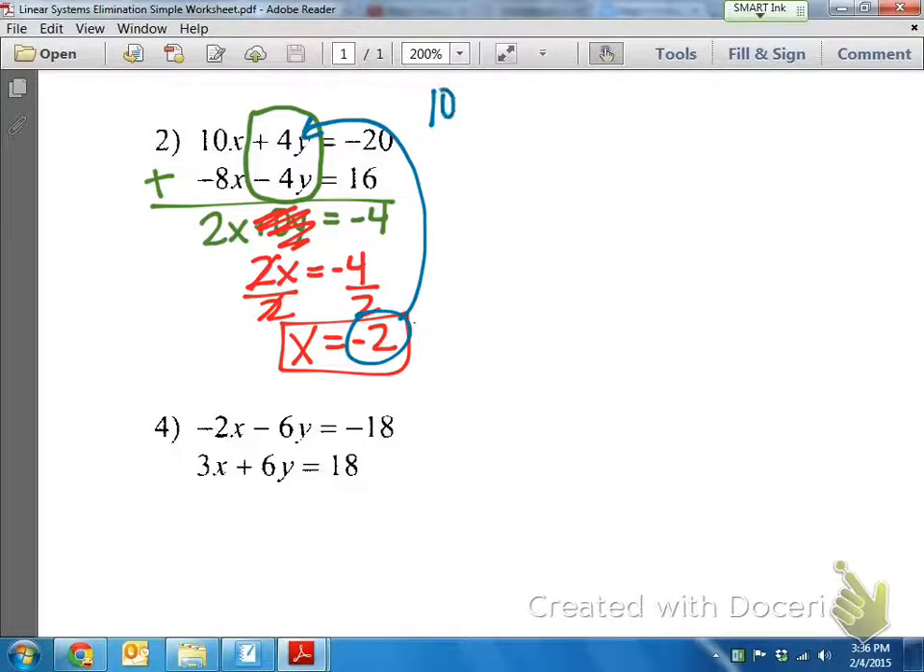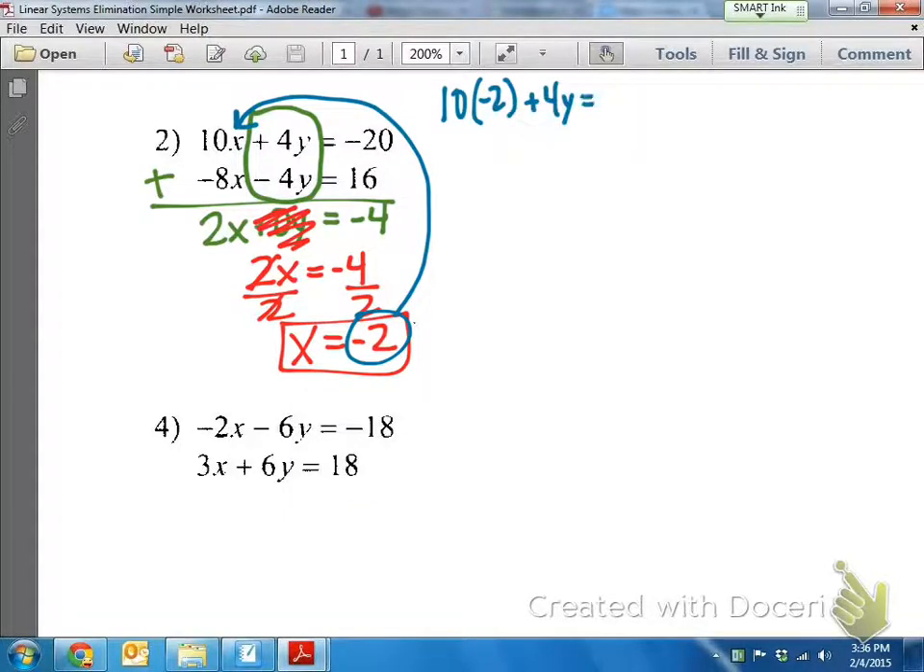Okay, I would get 10, excuse me, you plug in the negative 2 in for x. I plugged in for y. Whoopsies. I'm glad to fix that. So 10 times negative 2 plus 4y equals negative 20. Okay, so we first multiply 10 times negative 2, which is negative 20, plus 4y equals negative 20. We then add 20 to both sides because they're on different sides.